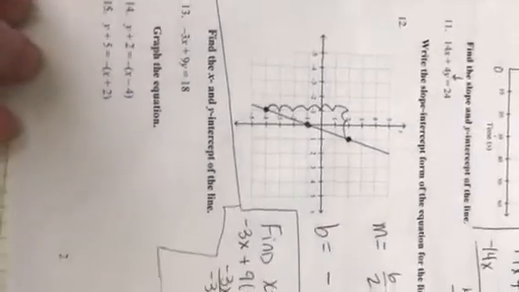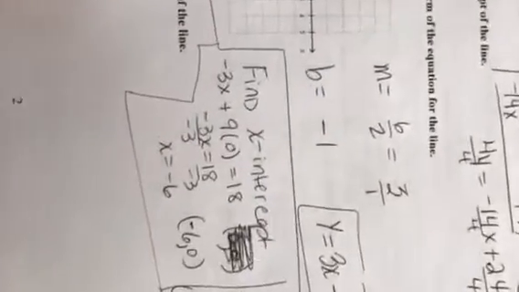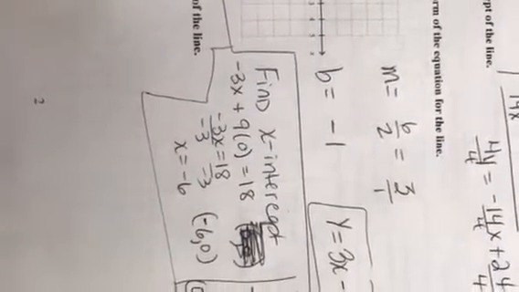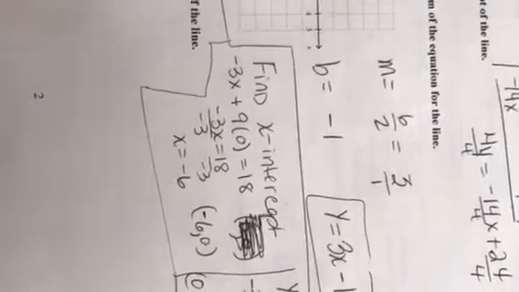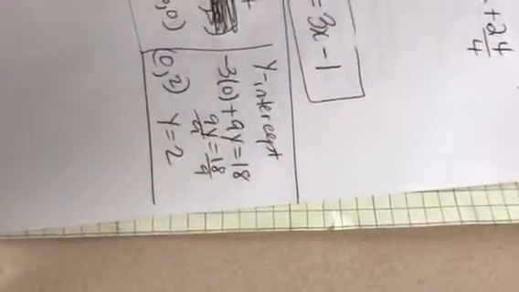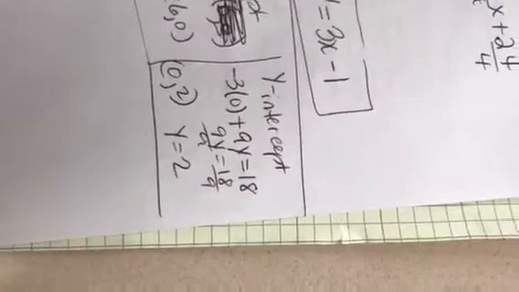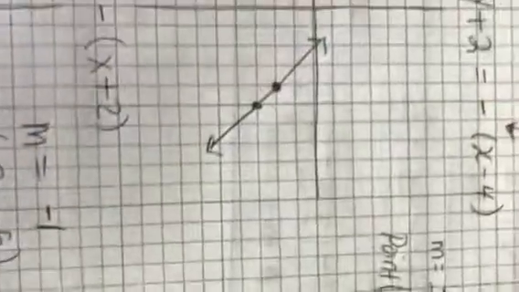Number 13, find the x and y-intercepts. To find the x-intercept, you let y be 0, solve, and you get -6 for x. To find the y-intercept, you let x be 0 and solve, and you get y is 2. 14 and 15 ask you to graph.